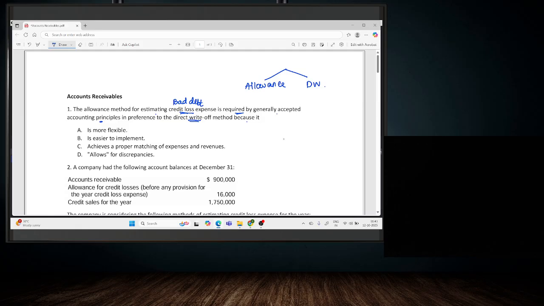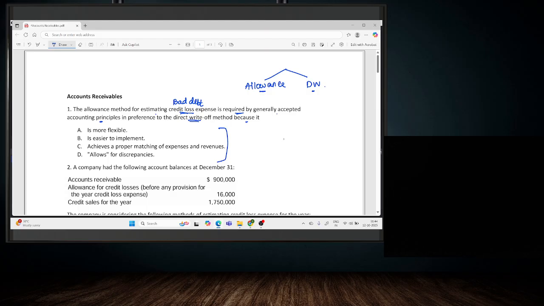What does it mean? As per generally accepted accounting principles, allowance method should be used for estimating credit loss expense rather than direct write-off method. Why? Because that is what we need to identify with the available options. So the question says, generally accepted accounting principles requires the companies to use allowance method for estimating credit loss expense. In what way is allowance method superior to direct write-off method? So that is what we have to identify with the available options.